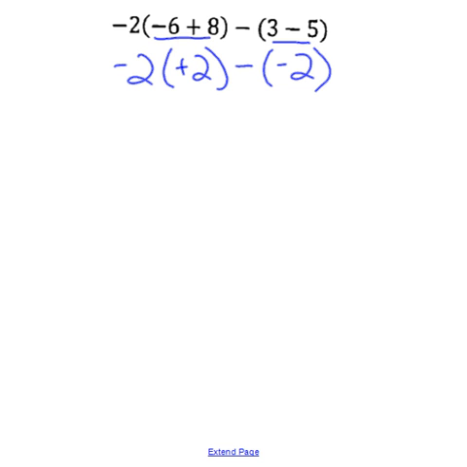So now I'm going to do -2 times +2 gives me -4. And then I'm going to take care of this double sign here. Minus a -2 is +2. And so -4 plus 2 gives me -2.